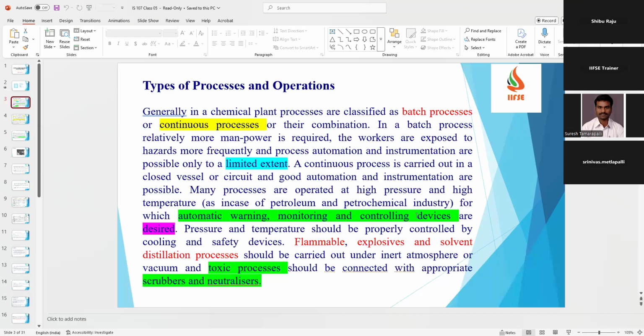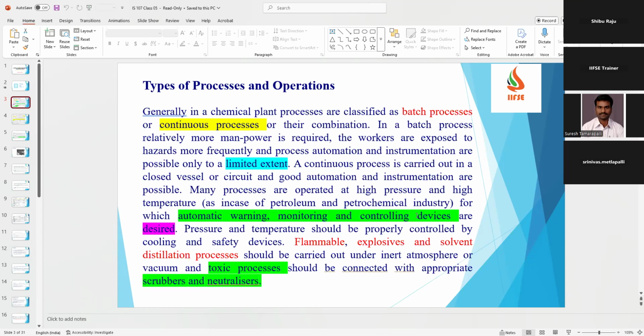So batch process will be even pharmaceuticals, even certain other drug manufacturing companies, even paint industries, etc. Wherever they do a certain fixed volume, those will fall under batch processes. In a batch process, relatively more manpower is required for loading, unloading, etc. The workers are exposed to hazards more frequently, and the process automation and instrumentation are possible only to a limited extent.